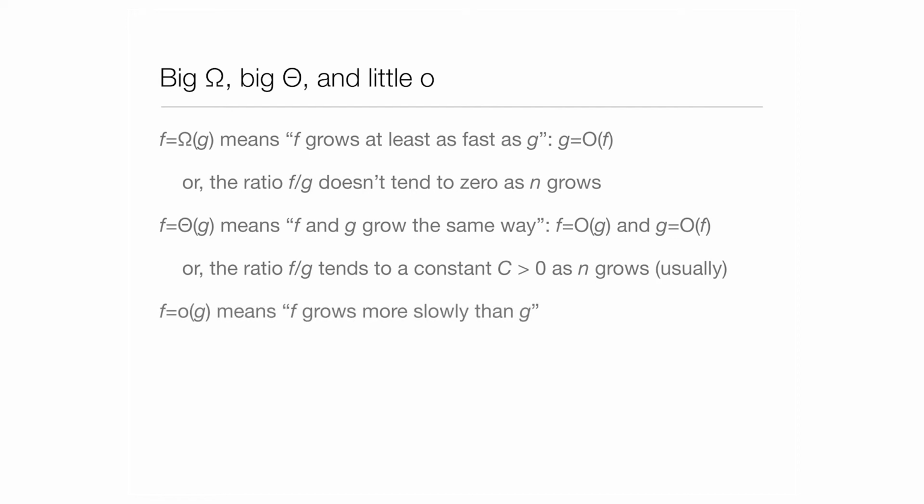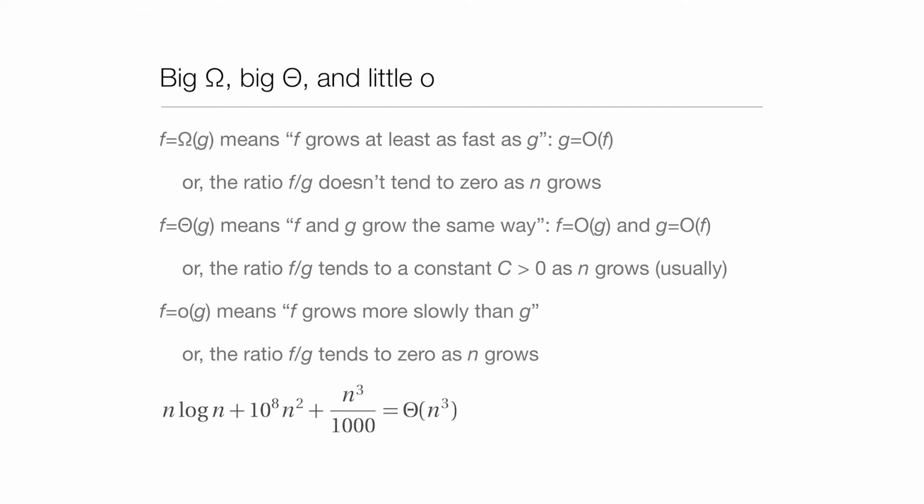Finally, occasionally we want to say that something actually is a lot less than something else when n is large, and for that we use little o. f grows more slowly than g. So for instance, if you have an algorithm which runs in n cubed time, and I am seeking a much better, faster algorithm, I want to know, is there one which runs in little o of n cubed time?